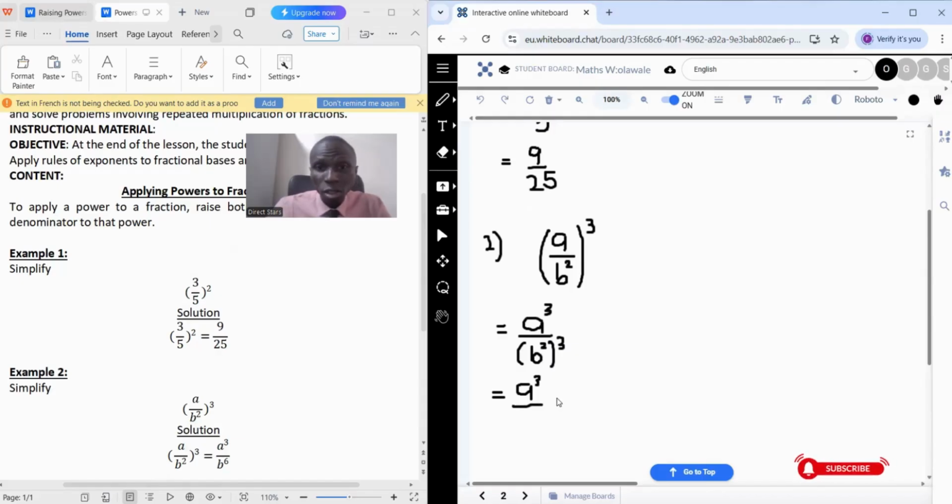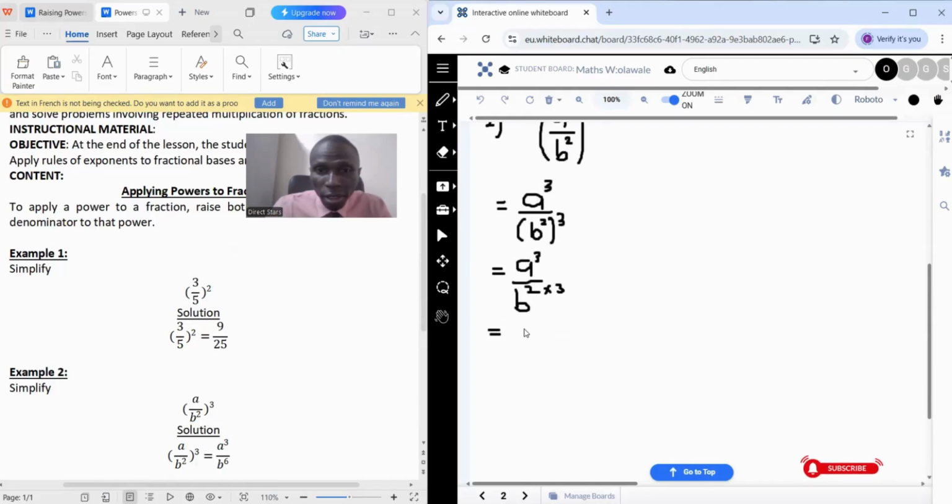Then you can simplify this further by saying that A raised to the power of 3 over, now what we're going to do in the denominator is to multiply the 2 by 3. So we're going to have this to be B raised to the power of 2 times 3. I'm going to have an answer here to be A raised to the power of 3 over B raised to the power of 2 times 3, which is 6.